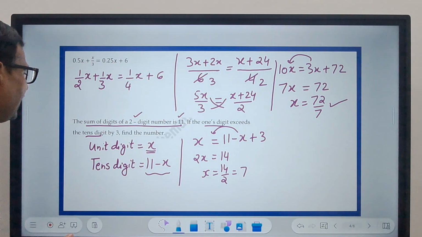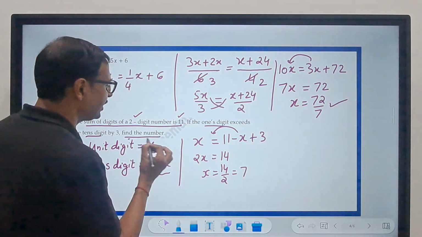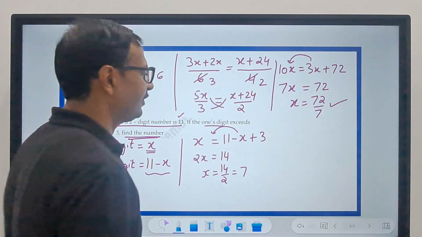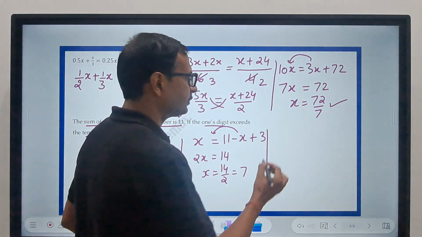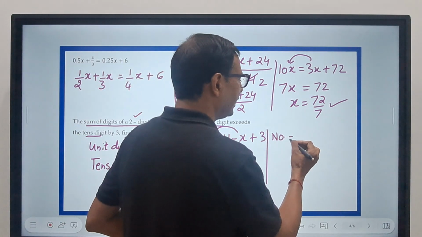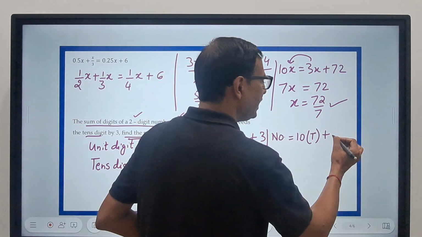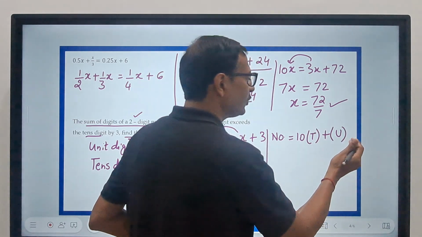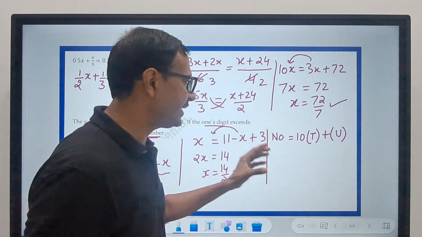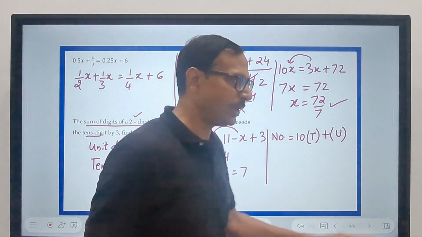Now what is being asked in the question? He is asking us to find the number. Now when you have to find the number, it is 10 times the tens digit plus the unit digit. Now this is how you write a 2-digit number. 10 times the tens digit plus the unit digit.